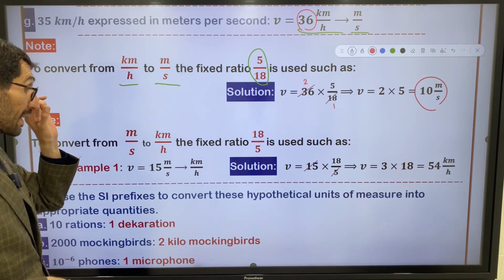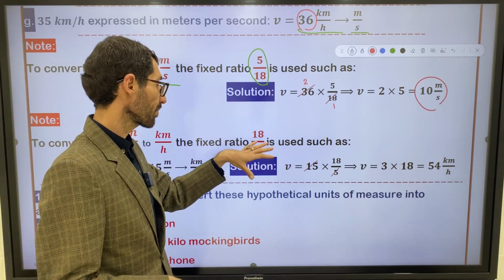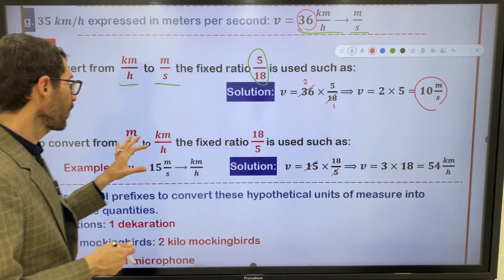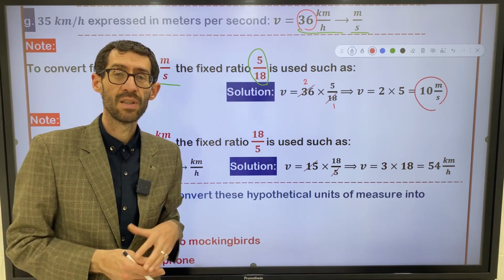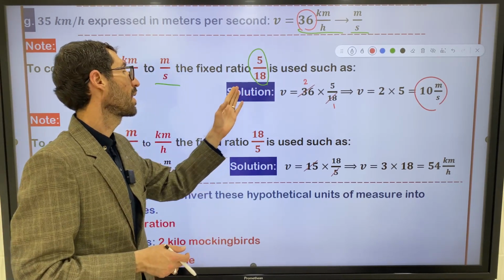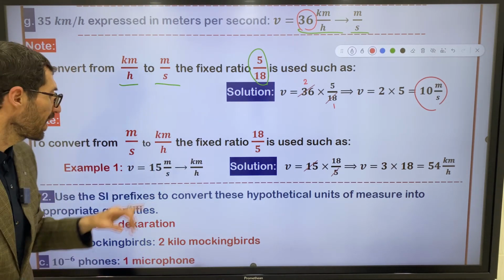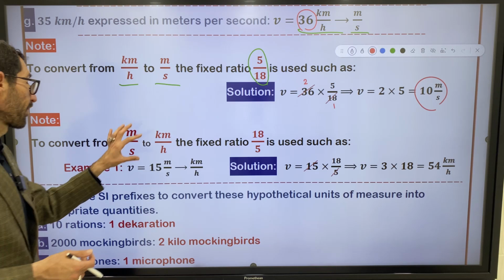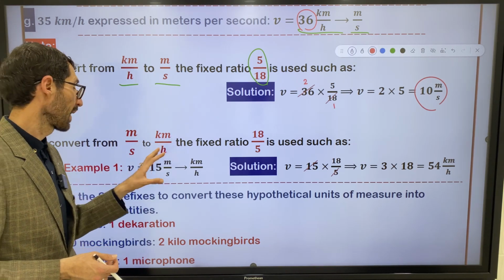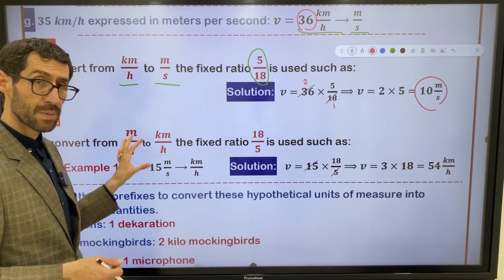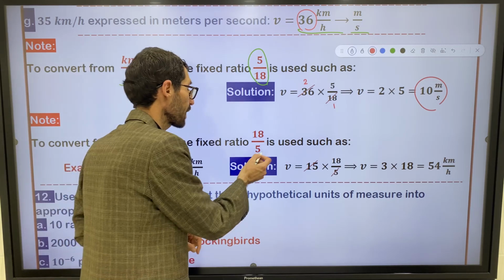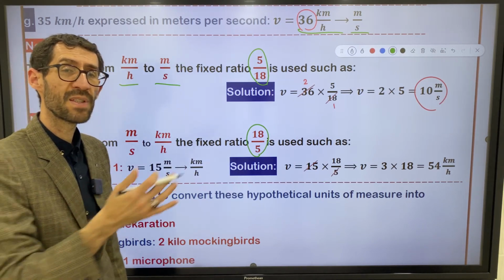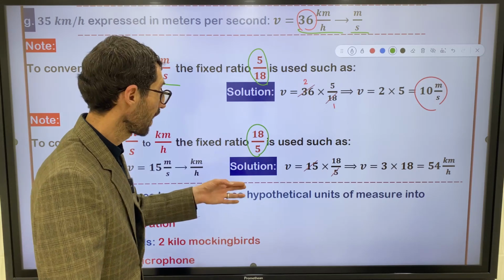Let's move on to another one, but we don't have any question about it in our textbook till now. Actually, we have it in next questions, but till now we didn't encounter the opposite case. I mean, meter per second to kilometers per hour. But I wrote a note for you. I want you to pay attention to it. To convert meter per second to kilometers per hour, use this fraction. It's completely opposite to the previous case.